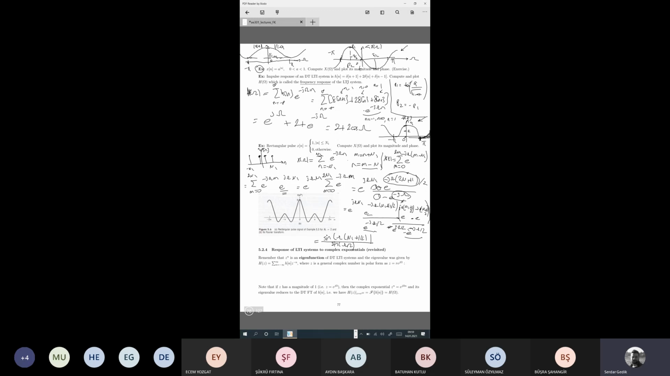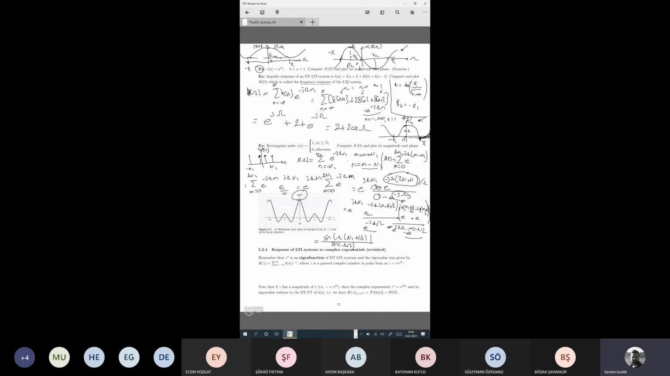So again, this is a purely real number. So this is the plus of x of omega. So this is sine over sine. If you plot this, it is something like this.